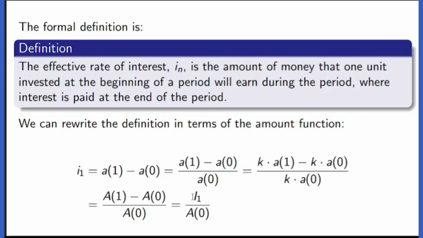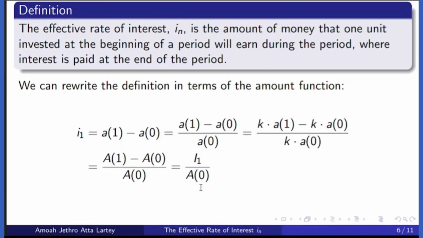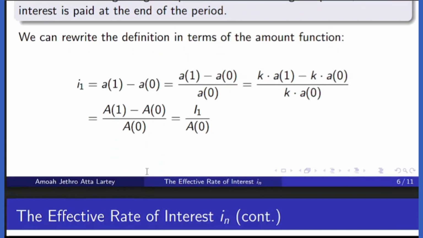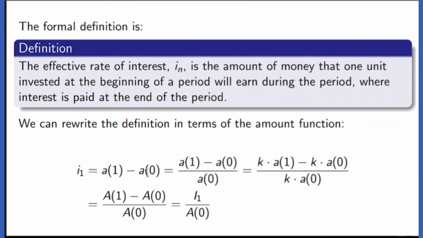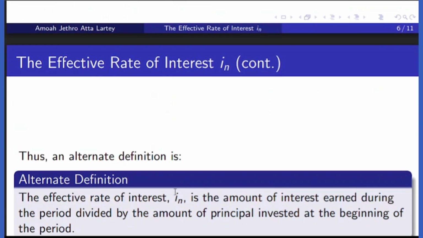That's why we have I1 over A0, where A0 is the amount of principal, the amount you invested. That's how to find the effective rate of interest: the amount of interest over the amount of principal. That's what is going to give you the effective rate of interest. So this was English and this was mathematics. Just pay attention to that and then you are free to go.